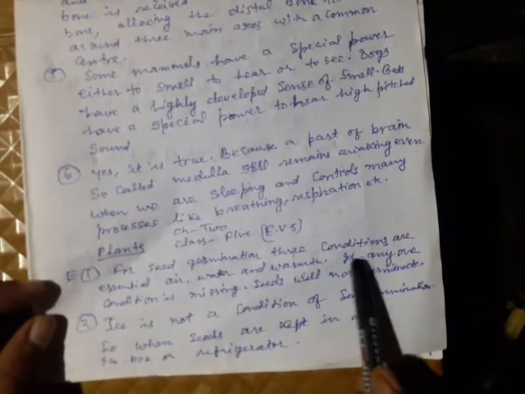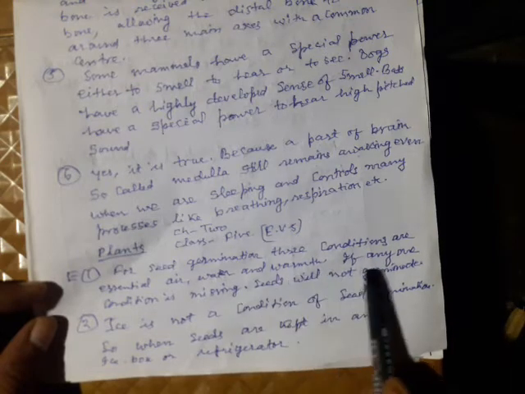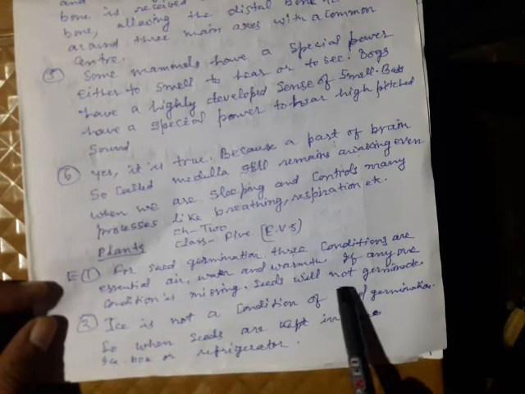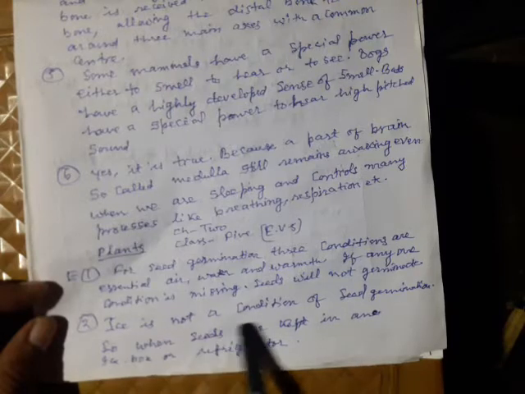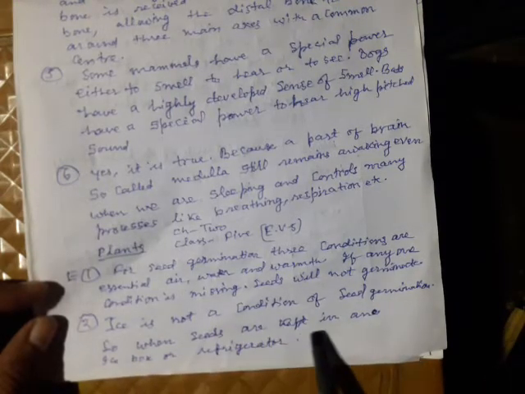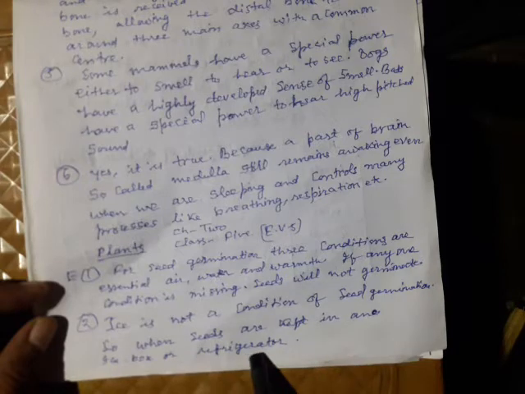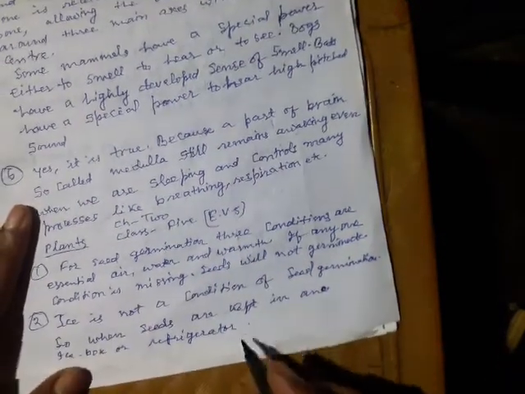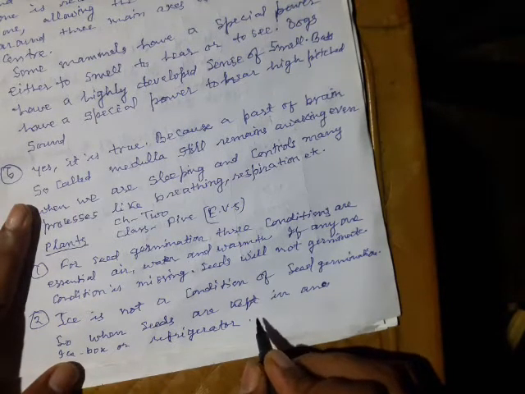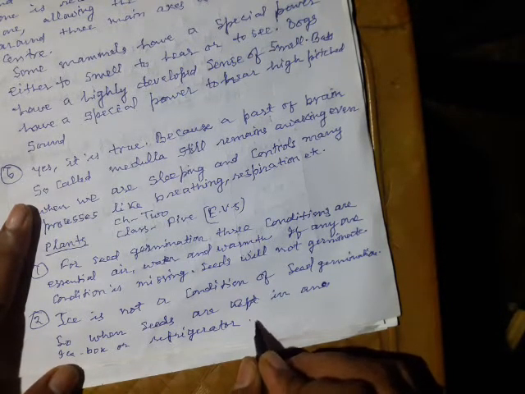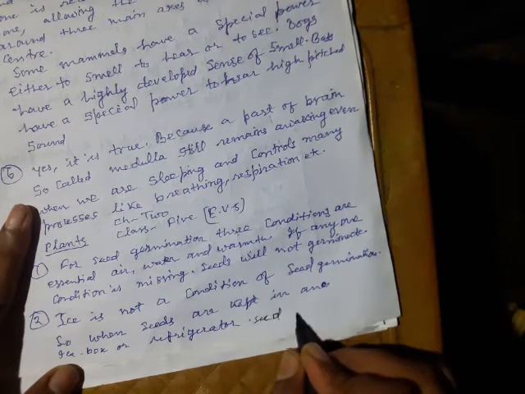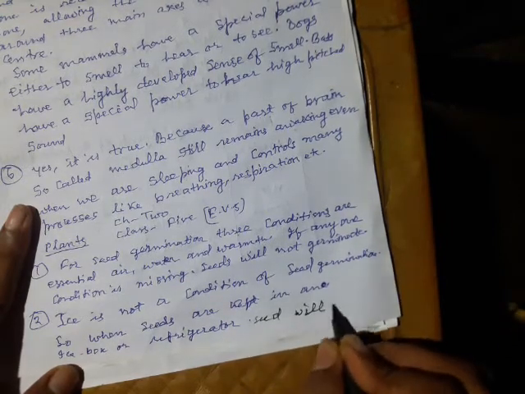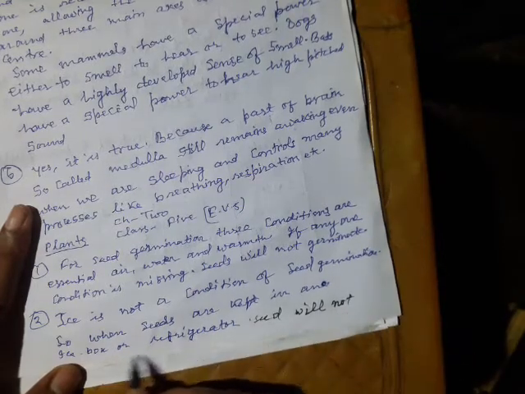For seed germination, 3 conditions are essential: air, water and warmth. If any one condition is missing, seeds will not germinate. Okay, ice is not a condition of seed germination, so when seeds are kept in an ice box or refrigerator, seed will not germinate.